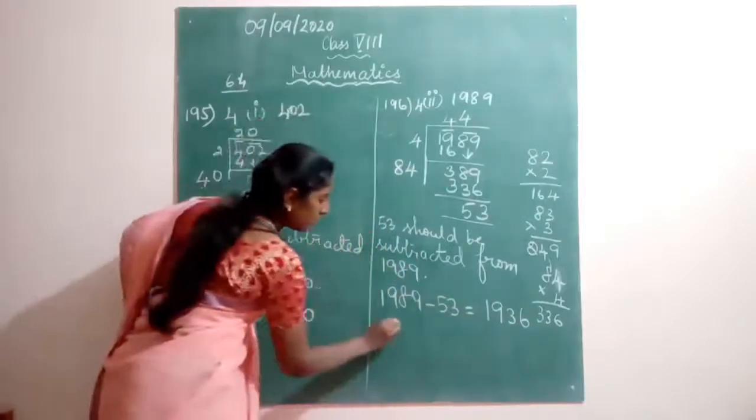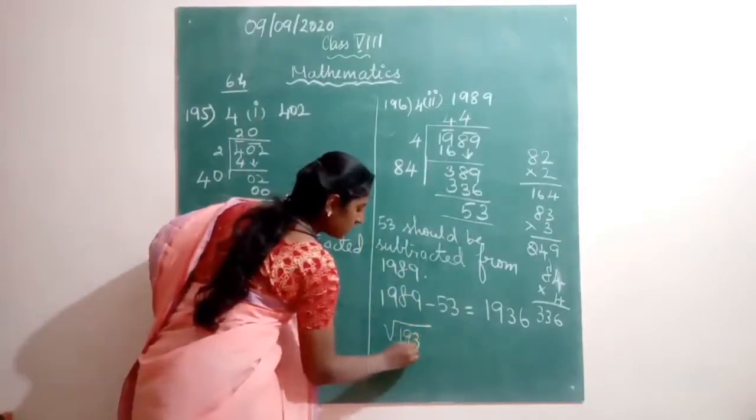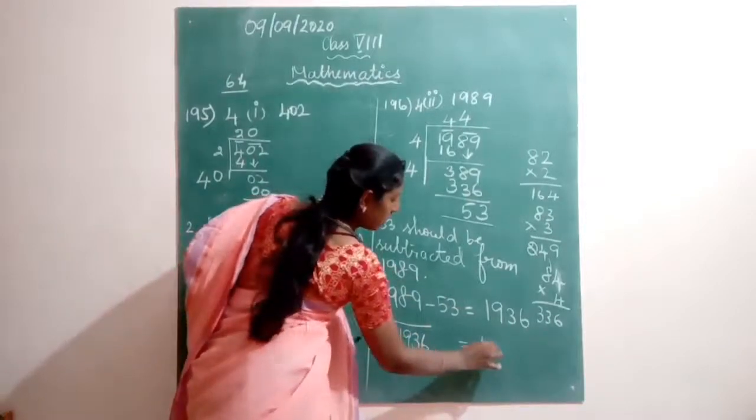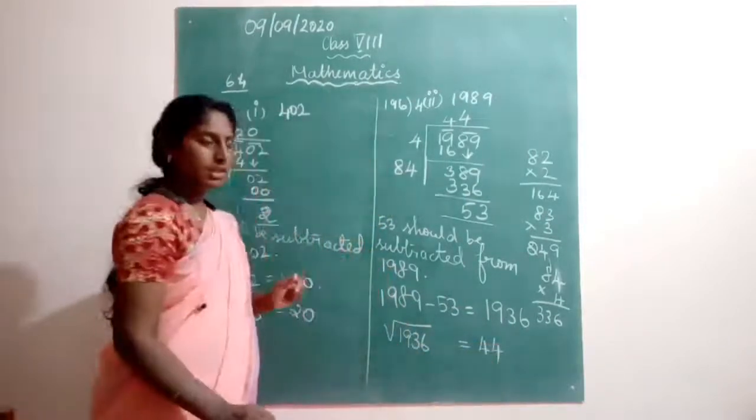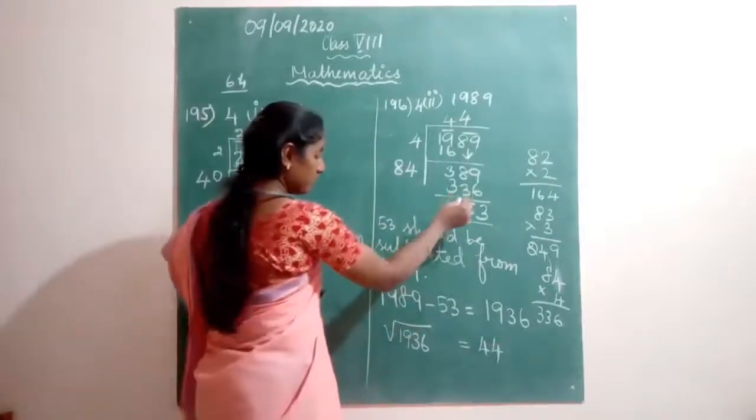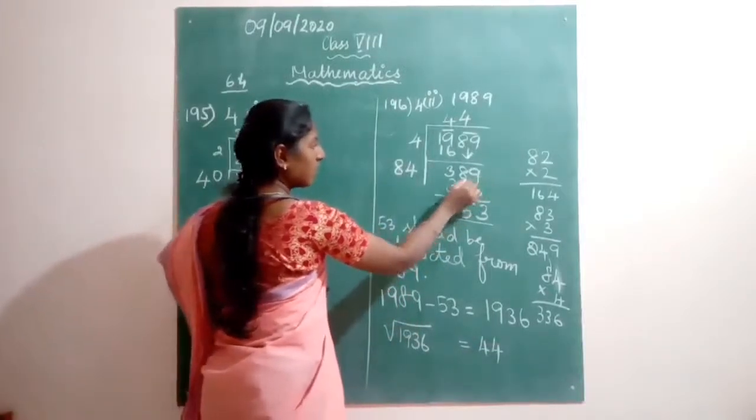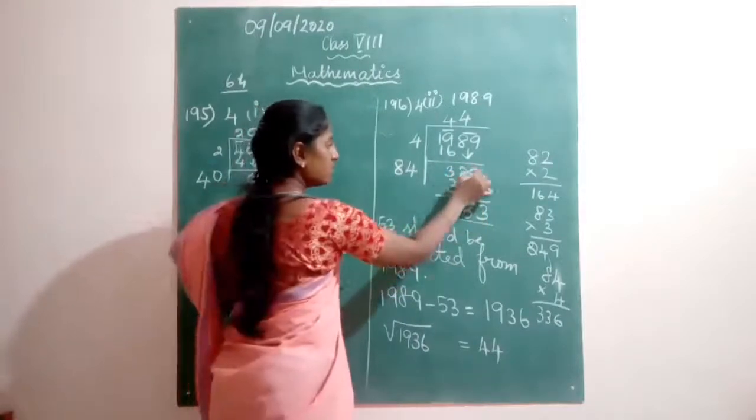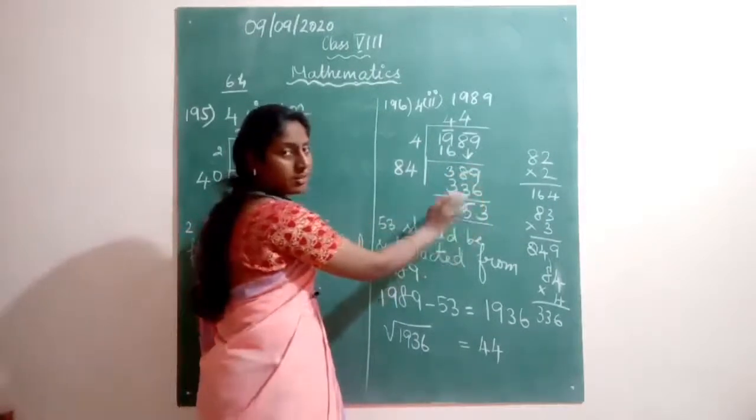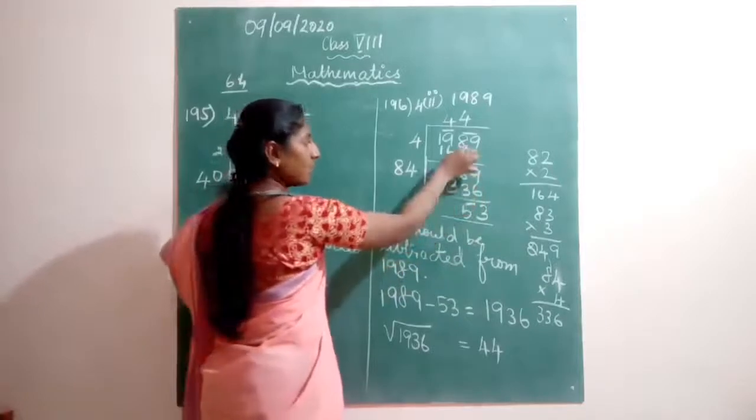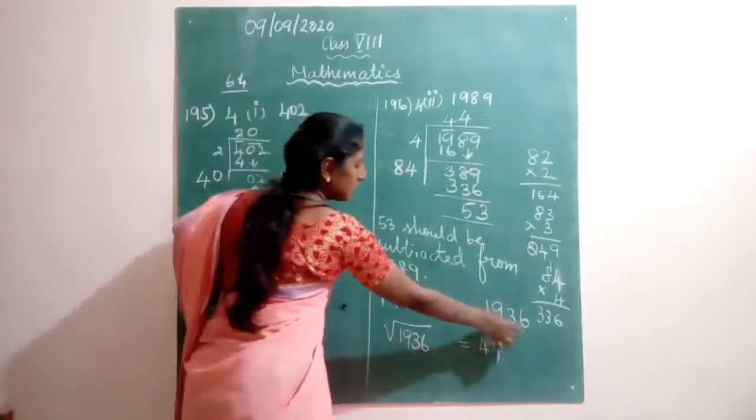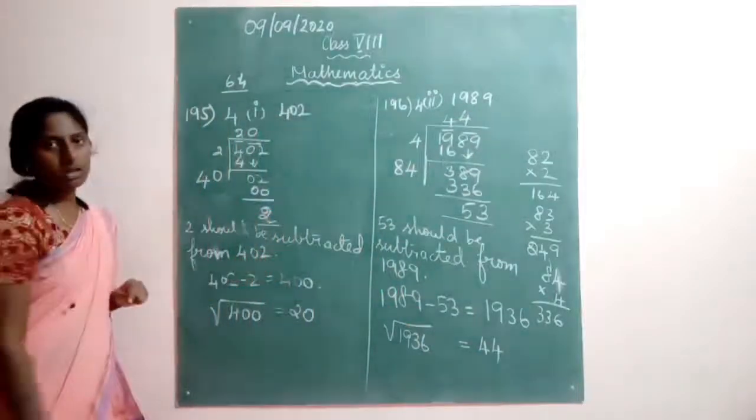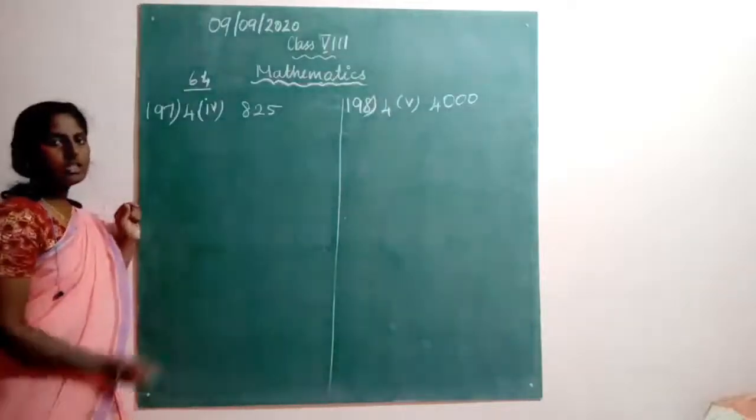So the square root of 1936 is 44. Is it clear, children? See, look here. If in place of 89 you have 36, then you will have the remainder as 0 only, no? Here 36 and again you will get 36 and the remainder will be 0. Okay? So here there should be 36. So then you will have the square root as 44. Understood? The next question is 825.